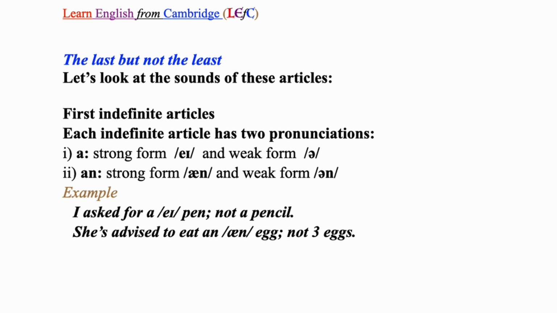The second example is, she's advised to eat an egg, not 3 eggs. So again, this number is in contrast with 3. The basic rule is that strong forms are used when we like to show the contrast. Otherwise, in everyday speech, we use weak forms.